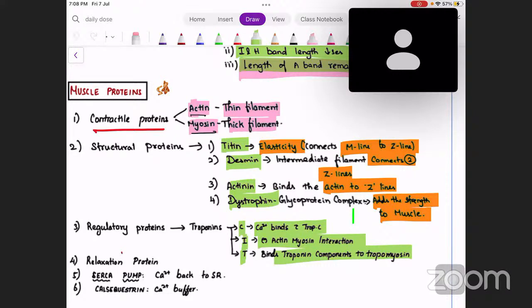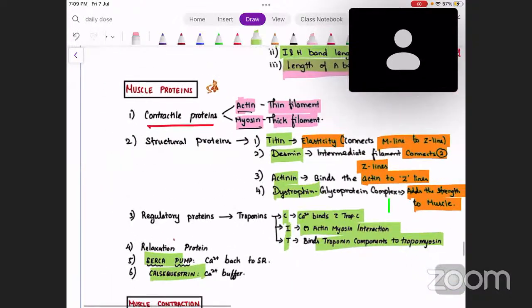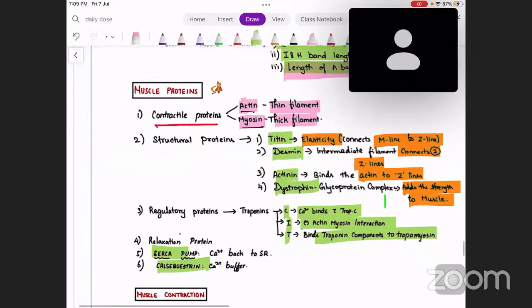So remember C, I, T. Calcium binds with troponin C. I is for inhibition, it inhibits the actin-myosin interaction. T binds the troponin to tropomyosin. Then you have the relaxation proteins: the SERCA pump, which pumps calcium back into the sarcoplasmic reticulum, and calsequestrin, where the calcium is buffered. So this is all about muscle proteins. It is very, very important, don't miss it.